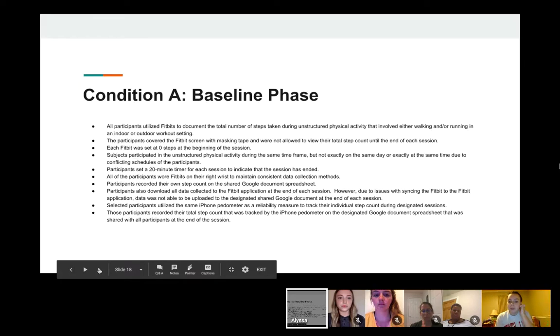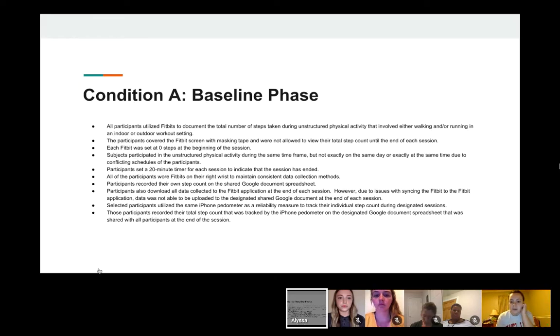So for the initial baseline phase, this is what we were talking about with the masking tape and everything like that. So all of us had a Fitbit that we used to document the total number of steps taken. We covered our Fitbit with a piece of masking tape so we couldn't see the steps on the Fitbit. So we made sure that the Fitbit was set at 0 so we could start counting exactly from that point to the 20-minute mark.